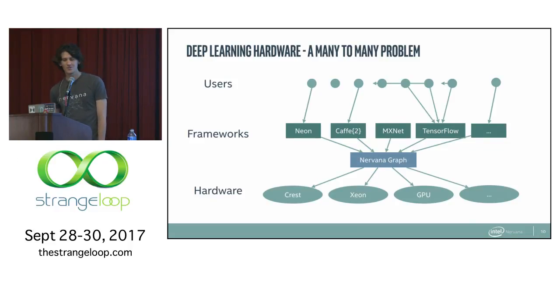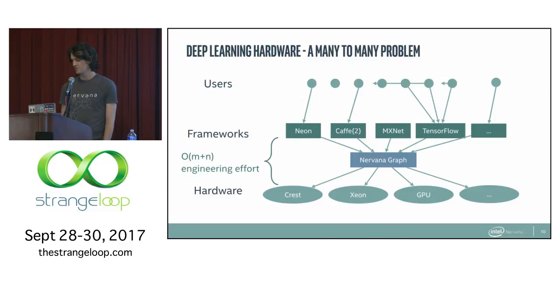So this is what the picture would look like with Nervana Graph. What we've done is we've taken that sort of combinatorial explosion of backends that have to be written, and instead we've just created an intermediate representation that can be targeted by different connectors, and then the set of hardware transformers. So we've simplified the engineering effort many times.